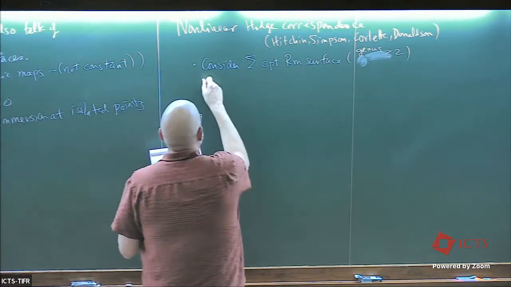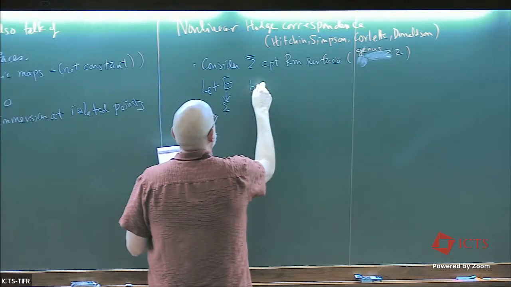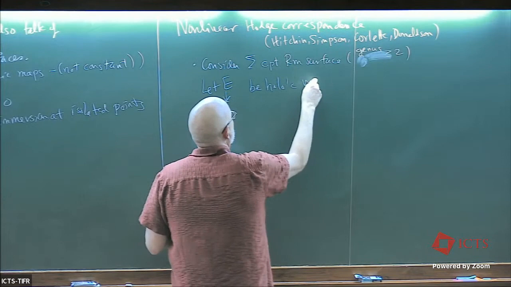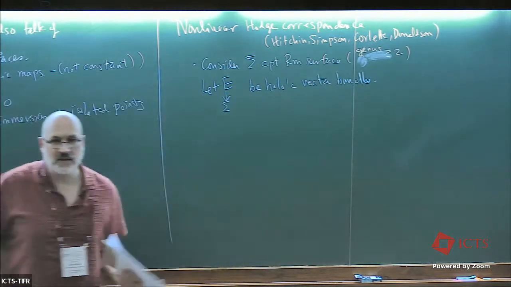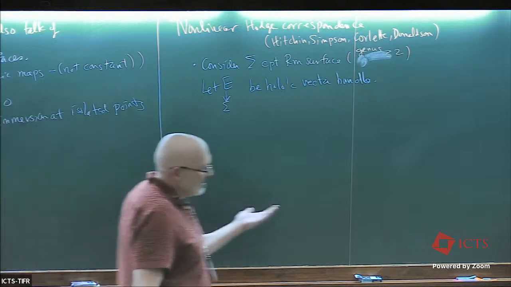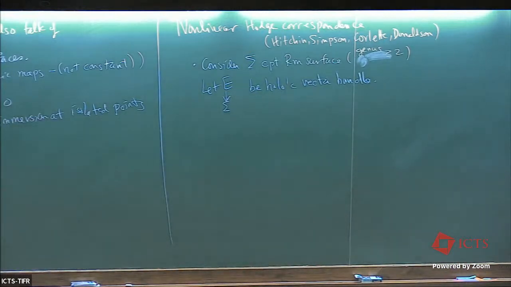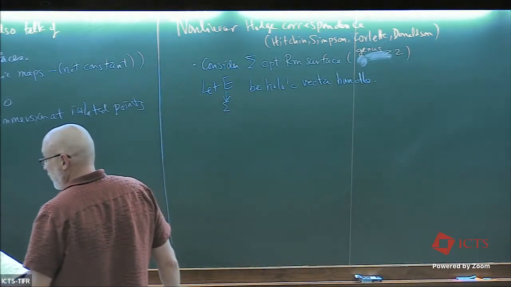So let E over sigma be a holomorphic vector bundle. Either you can define this in terms of a del bar operator, which we discussed last time, or a little bit more straightforwardly, in terms of transition functions which are always holomorphic when you pass from one coordinate chart on sigma to the next.